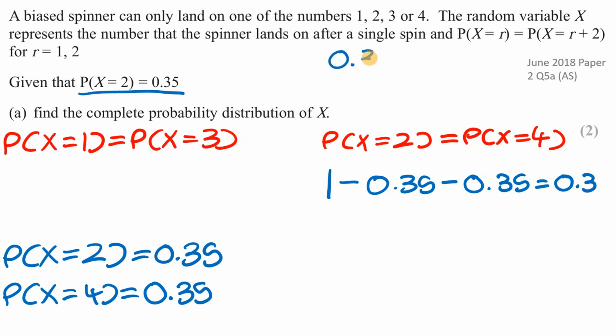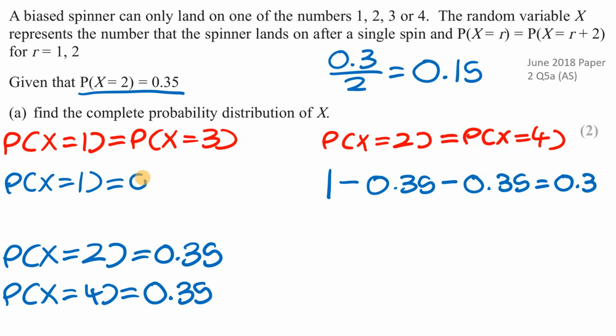So if we do 0.3 divided by 2, this is equal to 0.15. So therefore the probability that x is equal to 1 is equal to 0.15, and the probability that x is equal to 3 is equal to 0.15. And these here are the probabilities that the spinner lands on 1, 2, 3, or 4.